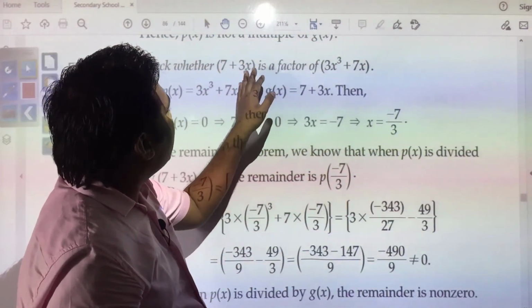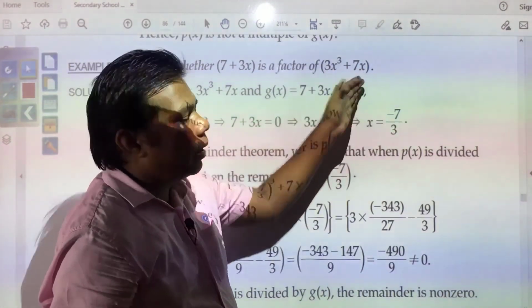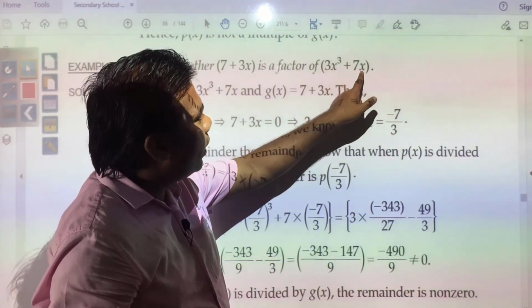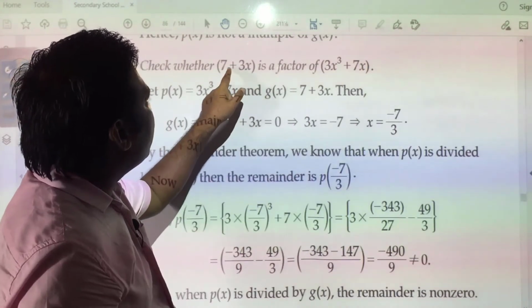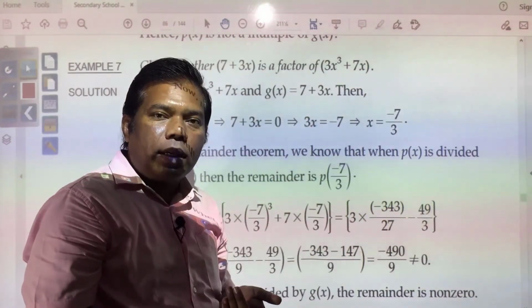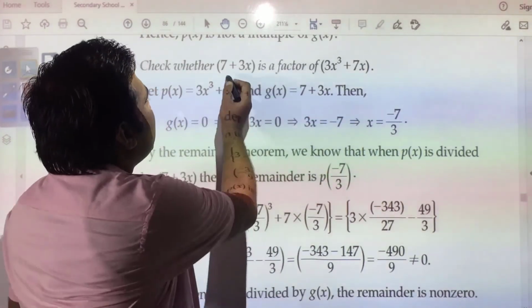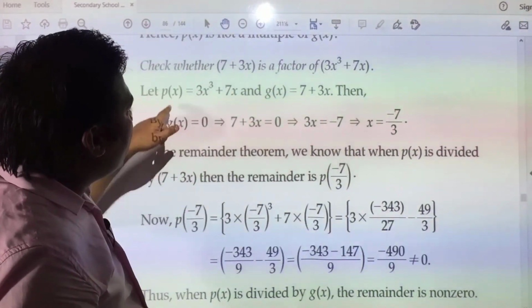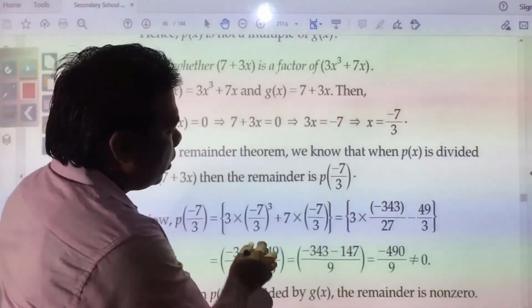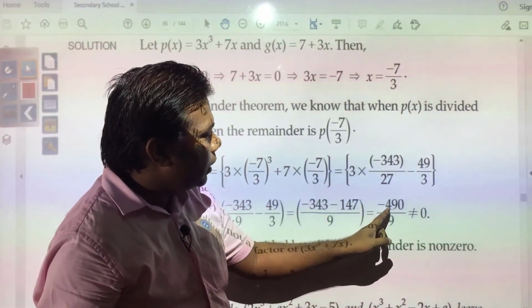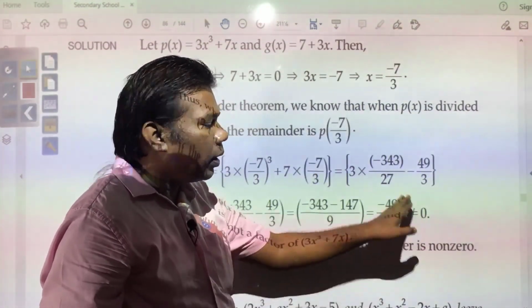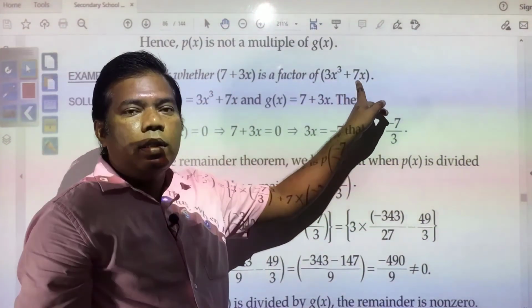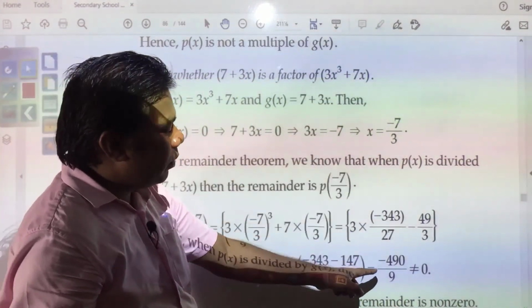Check whether 7 plus 3x is a factor of 3x cube plus 7x. So, two ways are there: either directly you divide 3x cube plus 7x by 7 plus 3x and then you see what remainder is coming. If the remainder is coming 0, it means this is a factor of this. Or just by the remainder theorem, you put the value of x and you find out. So, you have got remainder minus 490 divided by 9, it means that is not equal to 0. So, this 7 plus 3x will not be a factor of this. If it would be a factor, then you would have got remainder 0.